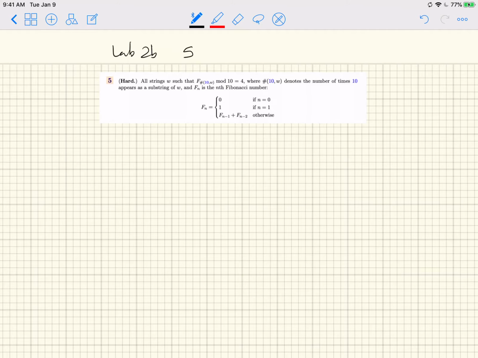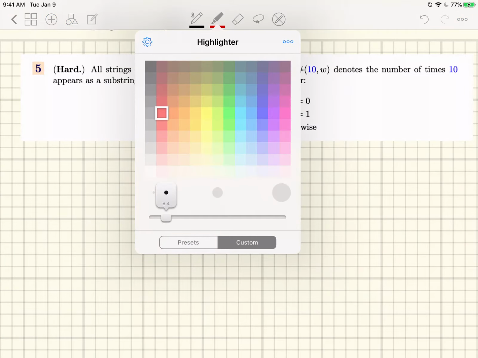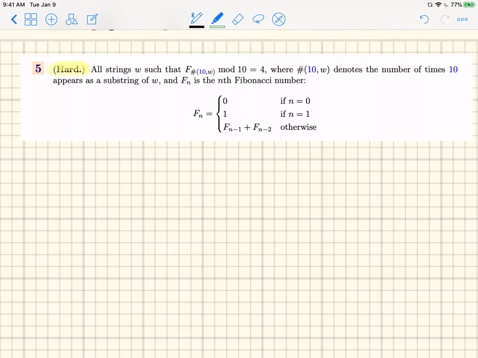Cool. So, right off the bat, before reading anything, we see that this question is hard. And as a second year PhD student, I agree. It's pretty tricky stuff, especially considering we just learned about DFAs.